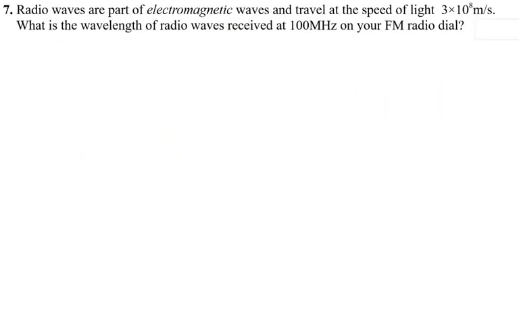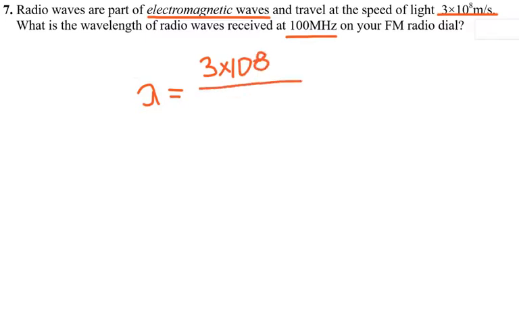I think this question is pretty easy. They give you electromagnetic waves. Visible light is an electromagnetic wave, which travels at the speed of light, 3 times 10 to the 8. They give you the frequency and ask you to find the wavelength. The wavelength is going to be the velocity, 3 times 10 to the 8, divided by the frequency they give you. 100 mega means 10 to the 6. So that gives you 3 meters per second.